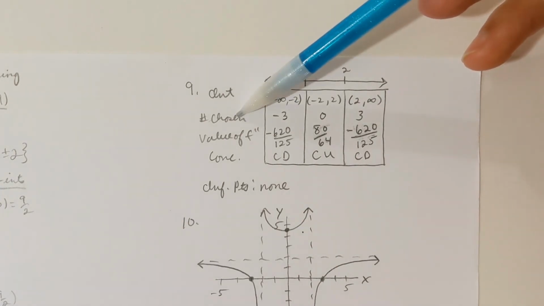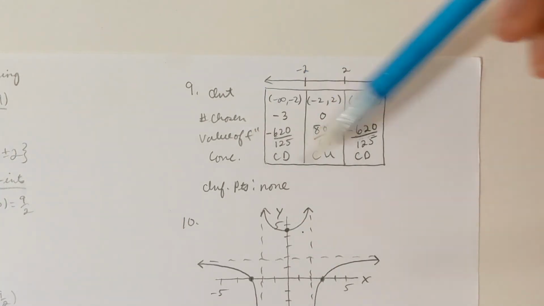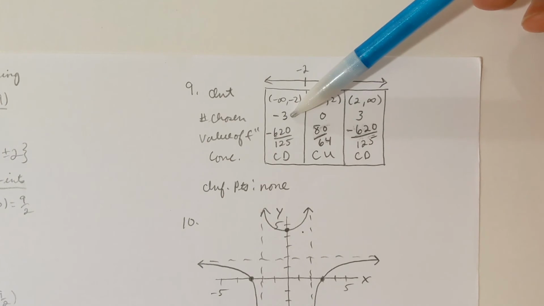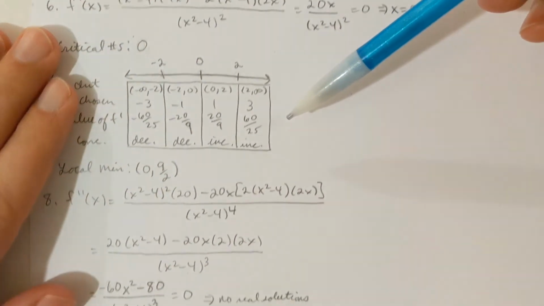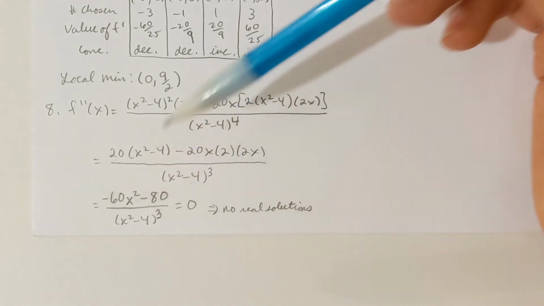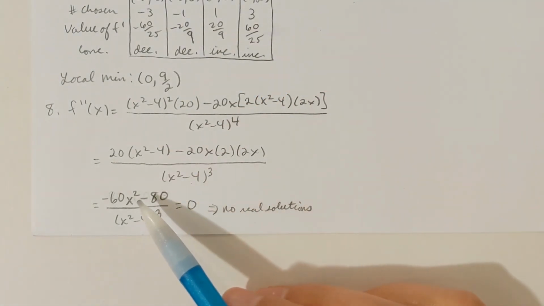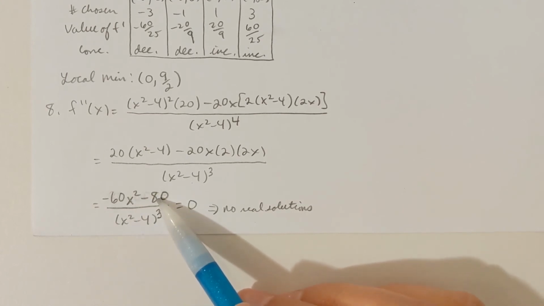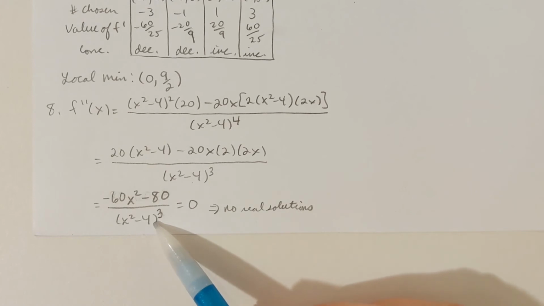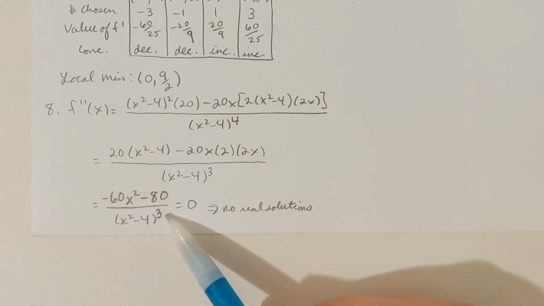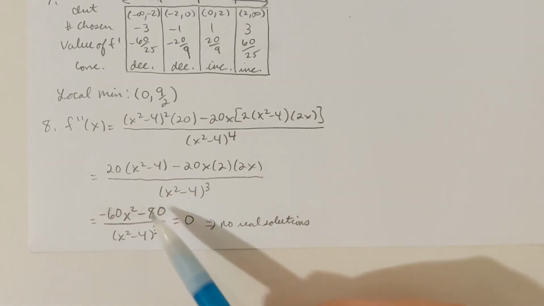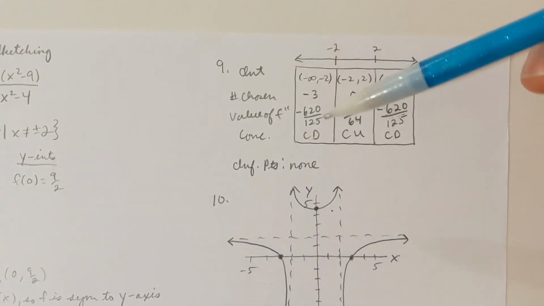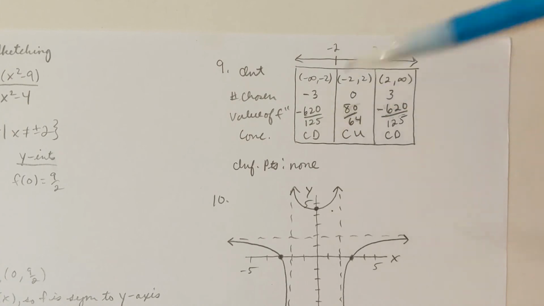I'll say interval, number chosen, value of f double prime, and then the conclusion. Now let's select our test values. If x is negative 3, and we plug that into f double prime, negative 3 squared is 9, and times negative 60 minus 80, that'd be a negative, divided by negative 3 squared is 9, minus 4 is 5, 5 cubed is 125. In the numerator we have a negative. Actually, if you were to simplify that, you'd get negative 620, divided by 125, that'd be a negative. So we're going to be concave down on that part of the graph.